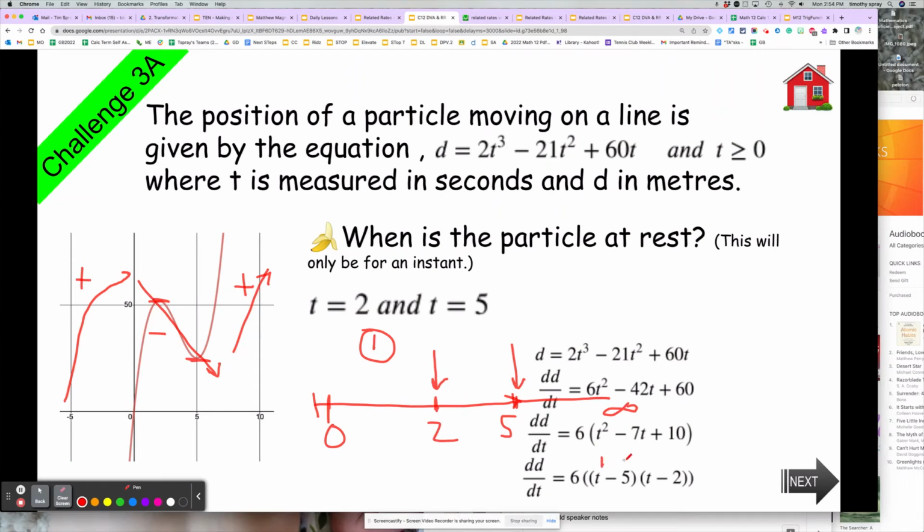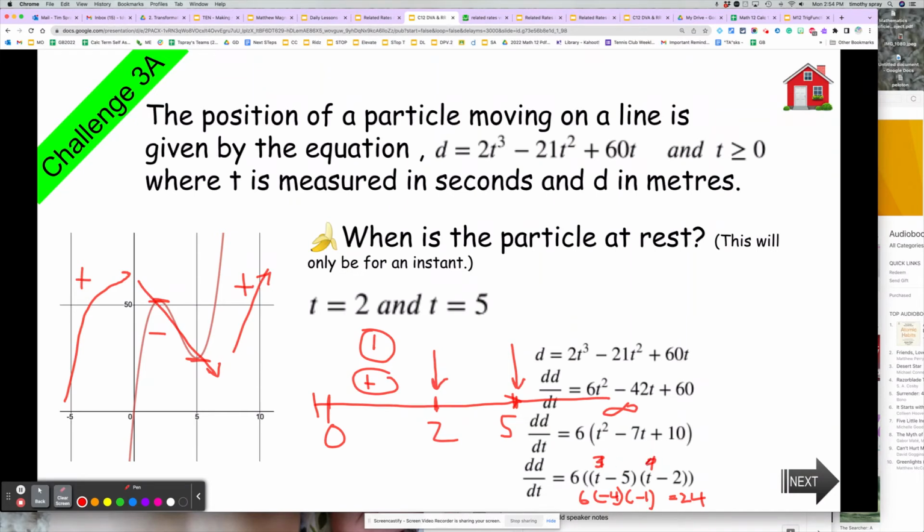So when I do that, I'm going to put a 1 there and a 1 there. So this is going to be 1 minus 5, which is minus 4, and 1 minus 2 is minus 1. And multiplied by 6, I'm going to get positive 24. So the slope right here is positive. Then I'm going to choose a number between 2 and 5. How about 3?